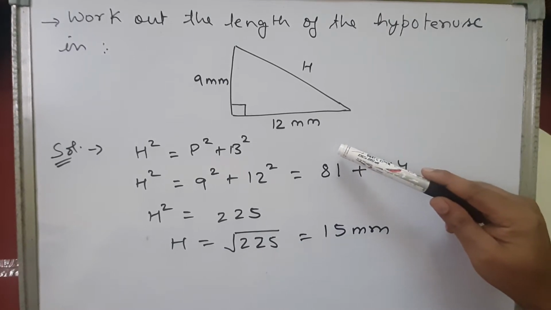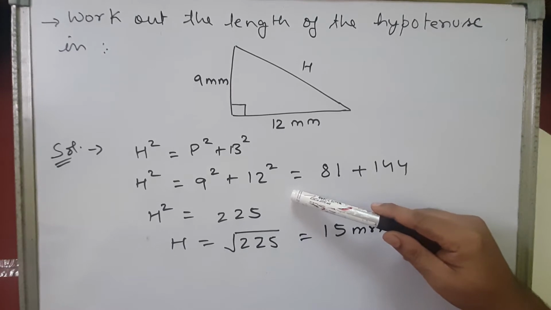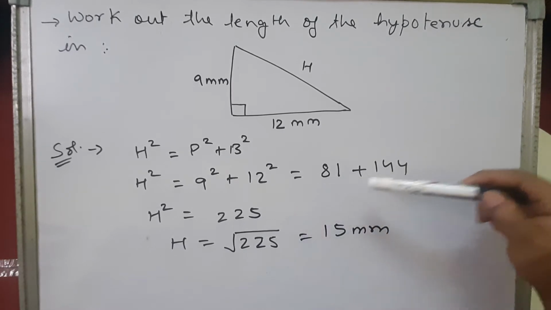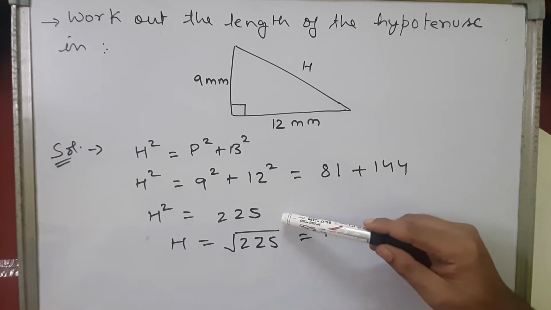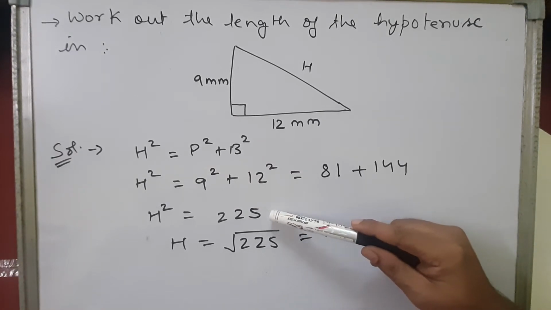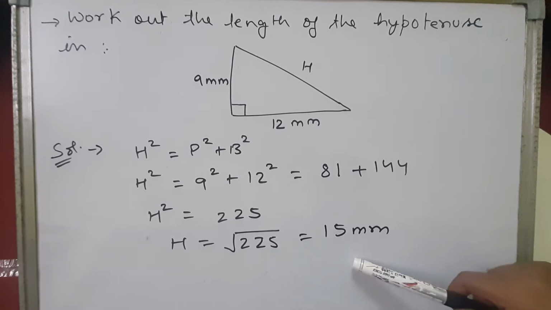So if we apply Pythagoras theorem, which is h square equals p square plus b square, hypotenuse square is the sum of the squares of the other two sides. This will become h square equals 9 square plus 12 square. The square of 9 is 81, the square of 12 is 144. When we add 81 and 144, we'll get 225. So when h square is 225, taking the square root both sides, the value of hypotenuse will be under root 225, and the square root of 225 is 15 mm. Right, so this will be the answer, the length of the hypotenuse. Right, children, please note down.